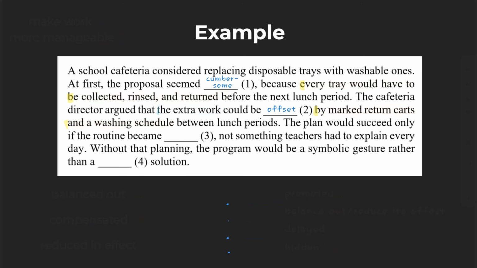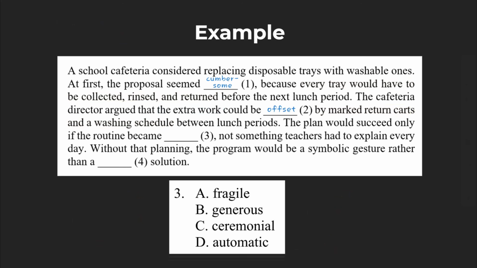Let's move on to blank 3. The plan would succeed only if the routine became blank, not something teachers had to explain every day. Blank 3's signal words are only if, indicating to us a condition. The sentence says the plan would succeed only if the routine became blank, not something teachers had to explain every day. Again, the phrase only if tells us the plan will work only under a certain condition. And the clue after the blank tells us what that condition is.